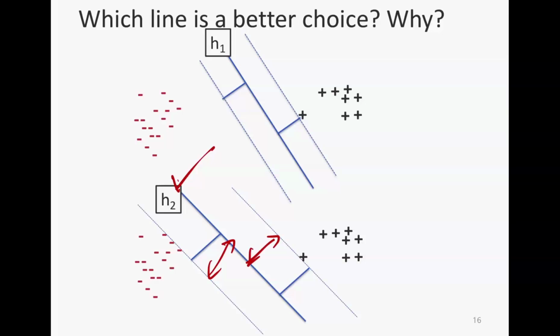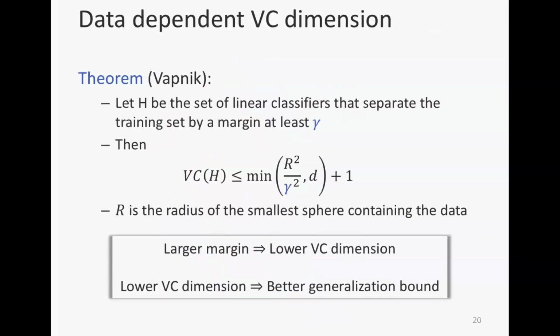So clearly, VC dimension, or at least the version that we saw, did not capture this concept that having a larger margin will generalize better. Well, it did not capture that until we came to this theorem of Vapnik. If we have a set of hyperplanes H, all of these are linear classifiers, but it's not the set of all possible linear classifiers. Given a data set, it's the set of linear classifiers that perfectly separate the data with a certain margin, at least gamma.